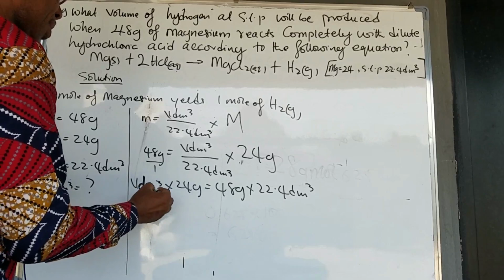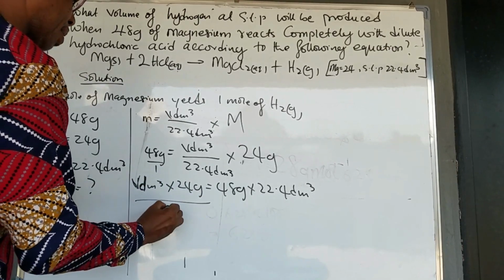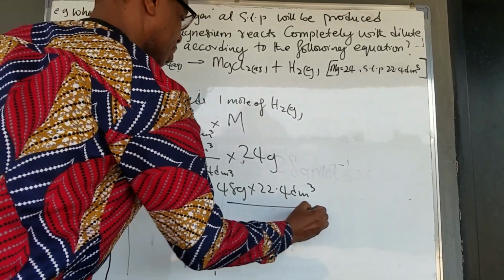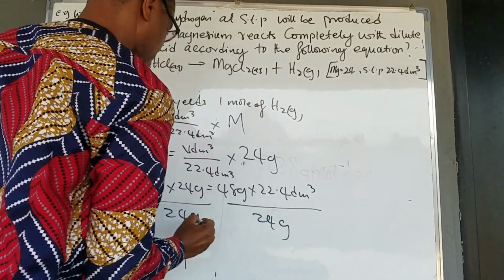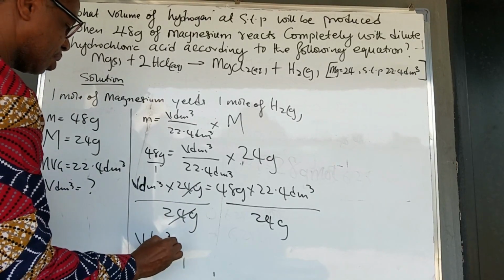So you now have here, since I'm looking for volume in dm³, I will divide everything here by 24 gram, and 24 gram and 24 gram cancel out. I now have my volume in dm³.